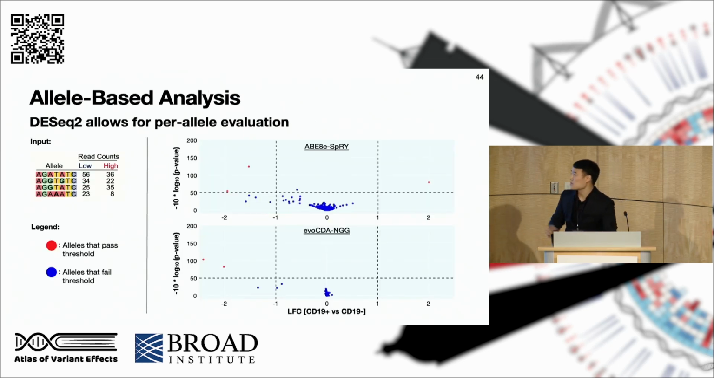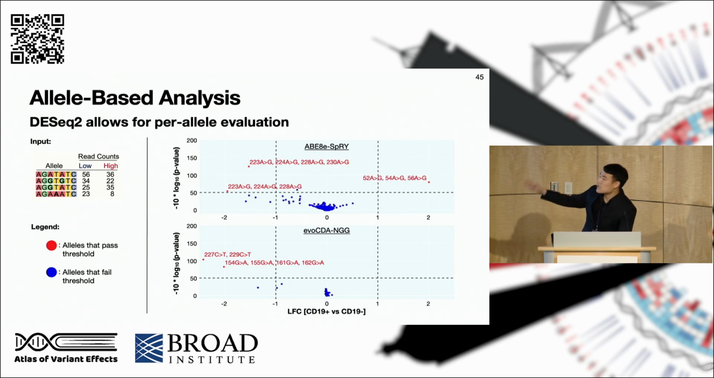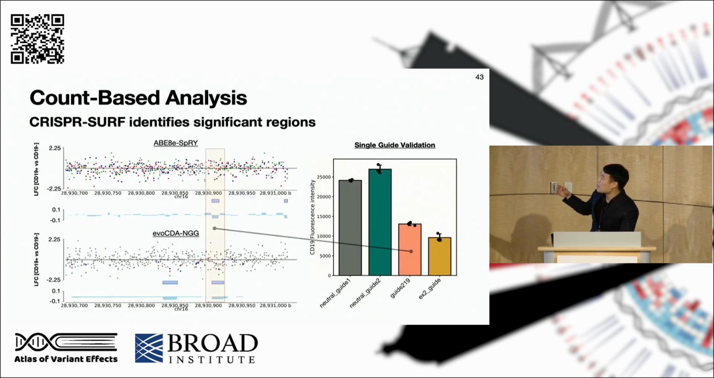Again, it's important to orient ourselves and remember that our inputs here are now per allele scores across our populations of interest. We can then feed this into a pipeline like DESeq2 to get p-values and log fold changes, which we can visualize in a volcano plot, establishing some thresholds. We're specifically interested in alleles that cause CD19 depletion. So we can take a look at the edits occurring in these alleles. And we see that most of the edits that seem to be causing depletion happen within this 223 to 230 A to G region. This just so happens to be the same region that we outlined as significant in CRISPR-Surf, showing consistency between our guide-based and allele-based analysis, which is encouraging.